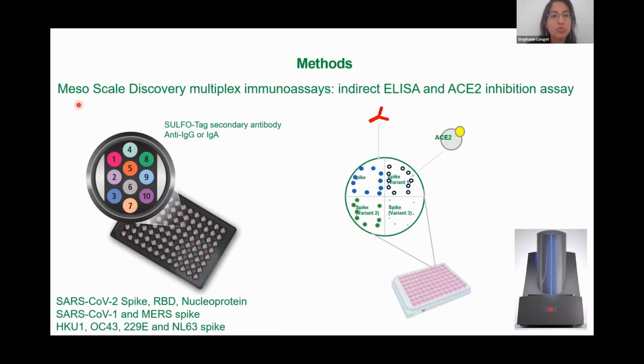To analyze the antibody responses, we used two Mesoscale Discovery multiplex immunoassays. To analyze the binding of antibodies, we used an indirect ELISA, but here in each well you have 9 antigens: SARS-CoV-2 spike, RBD, SARS-CoV-1 and MERS spike antigen, and spike antigen of the seasonal coronaviruses. Basically, we used a secondary antibody which was sulfo-tagged, either an anti-IgG or an anti-IgA. To analyze the neutralizing responses, we used a surrogate neutralization test, an ACE2 inhibition assay, with basically the same principle as the indirect ELISA, but here in each well you have a range of spike variant antigens. It's a competition assay between the antibodies in your samples and ACE2, which was sulfo-tagged. We used a Mesoscale Discovery reader to read both plates.